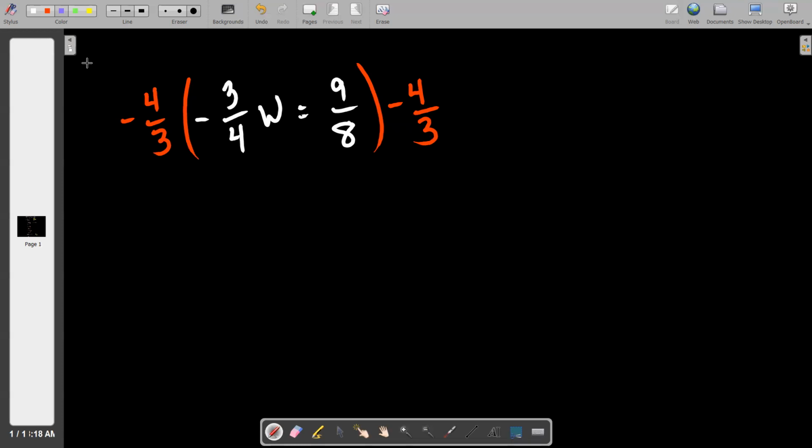Housekeeping part of the problem. Cancel your 4s, cancel your 3s, cancel your negatives. Bring down your variable. Done. Basic skills test. I don't have to go off to the side to show work this time because I already got a fraction and a fraction. What do you see that can simplify?